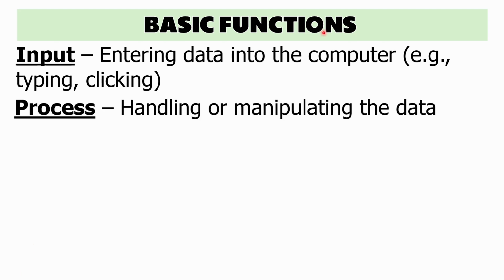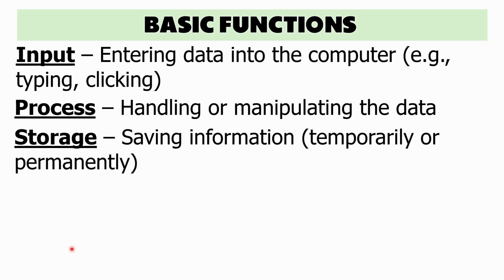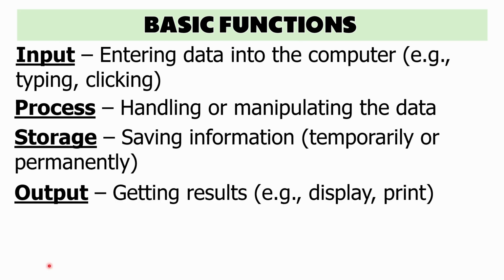Next is process, handling or manipulating the data. Example, the CPU checks your spelling as you type or calculates totals in a spreadsheet. Next is storage, saving information temporarily or permanently. Example, when you save your essay on a USB drive or a hard drive, it stores the data so you can open it later.